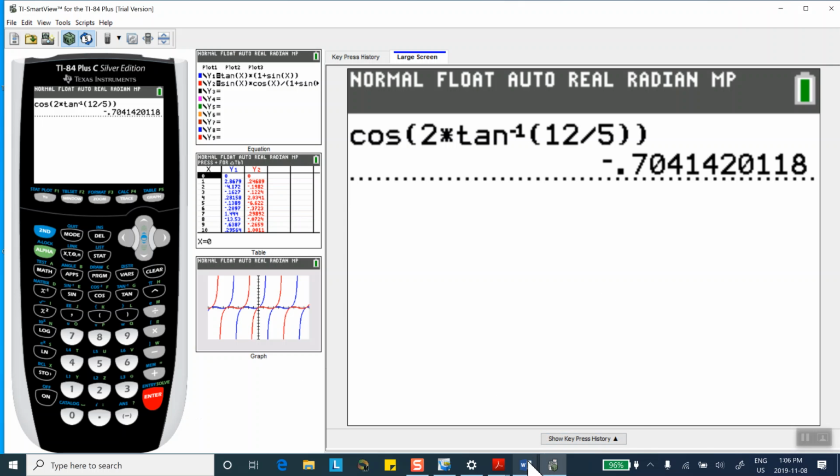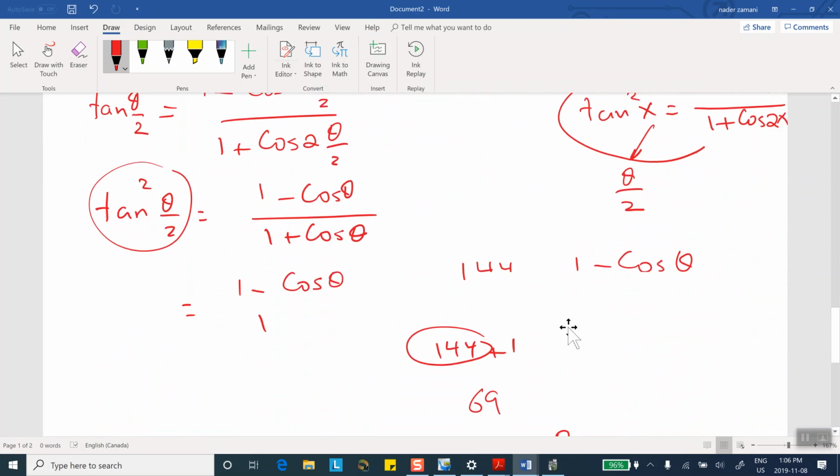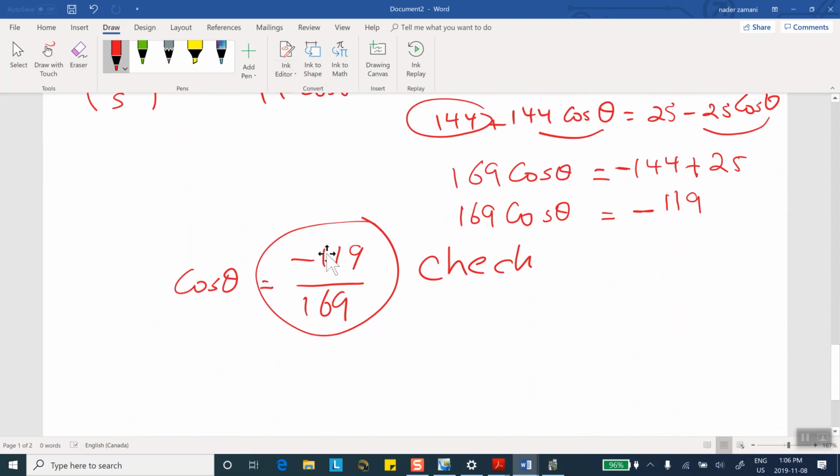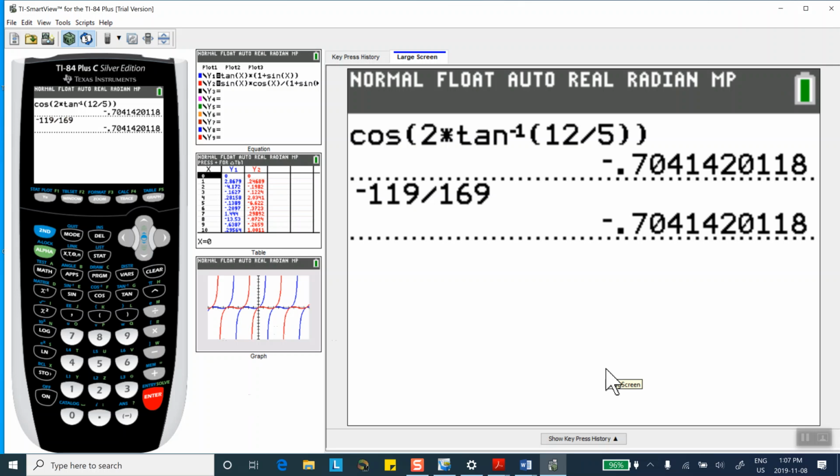Now what I got was minus 119 over 169. So minus 119 divided by 169. I better get minus 0.7 or something. Great. Okay, so we did it right.